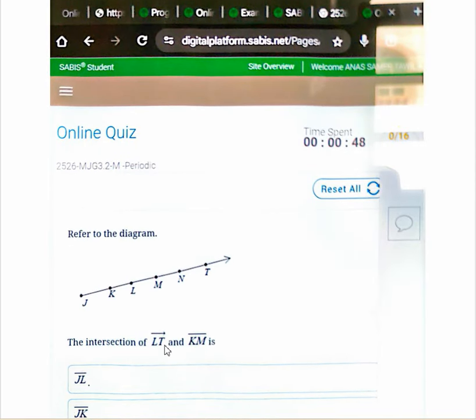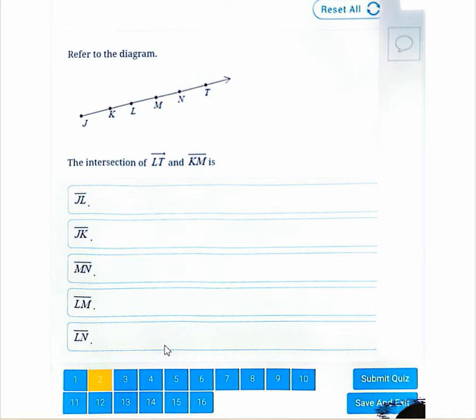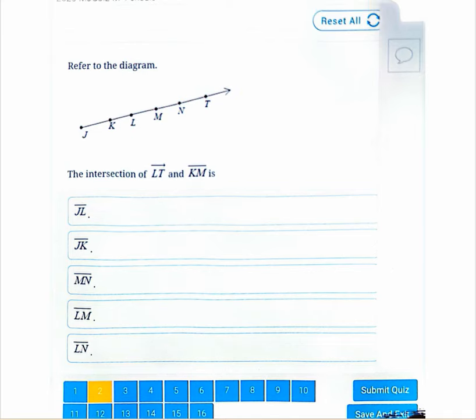If you don't understand anything, you can just ask me. Now this, question number 2. Here it's LT, so ray LT. Now LT, a ray, you understand, keeps on going in one direction. We don't know where it ends. So let's go to the other one. Then KM. KM is this segment. So where are they overlapping? You can see that here, LM. So what is that going to be? Segment LM. That's going to be your answer.